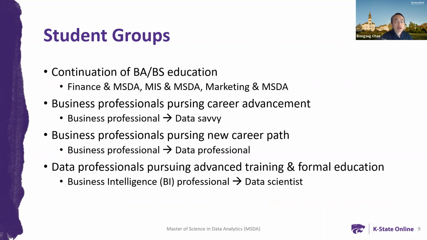We do have four types of students in our program. Obviously the first group of students are from the undergraduate program, and they are basically a continuation of BA and BS education. And the second group are business professionals pursuing career advancement. So these are people who already have business experience and they want to be more data savvy managers in their own field. And the third group, these business professionals, are looking for a career change. So business professionals to more data professionals. And the last group are people who are already in the data field, and those data professionals are looking for more formal education and advanced training. So a typical path is business intelligence professional to data analyst and data scientist.